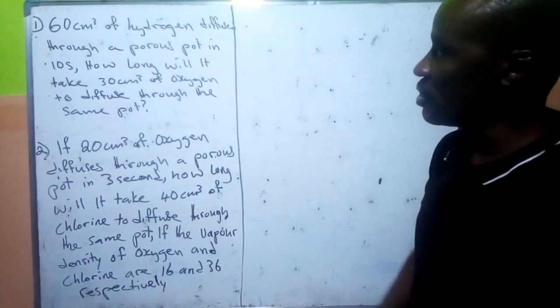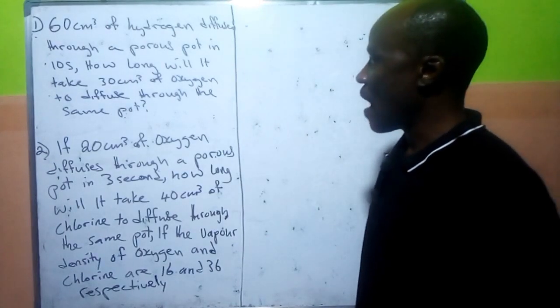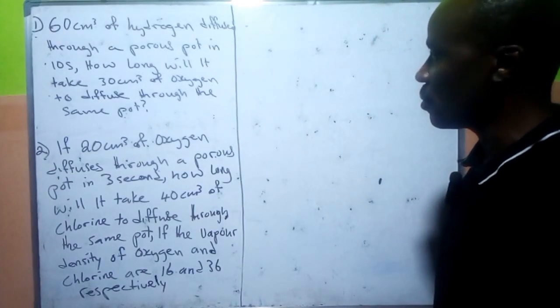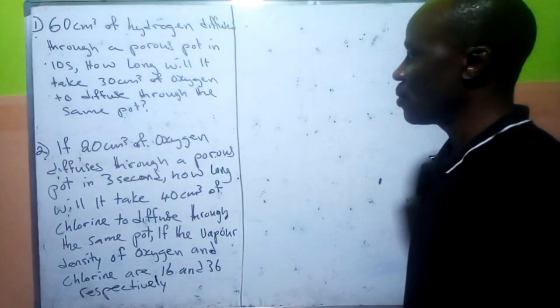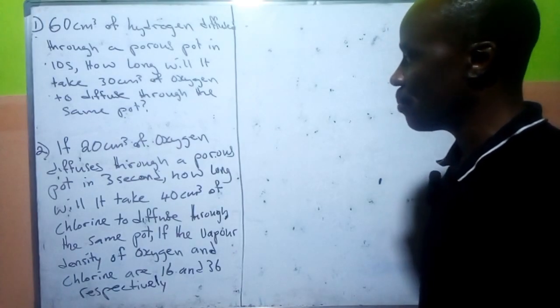The first one said that 60 cm cube of hydrogen diffuses through a porous spot in 10 seconds. How long will it take 30 cm cube of oxygen to diffuse through the same pores?